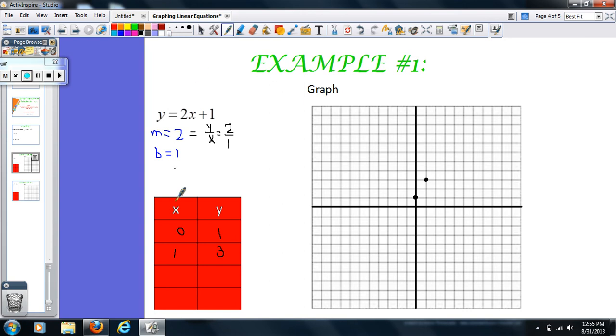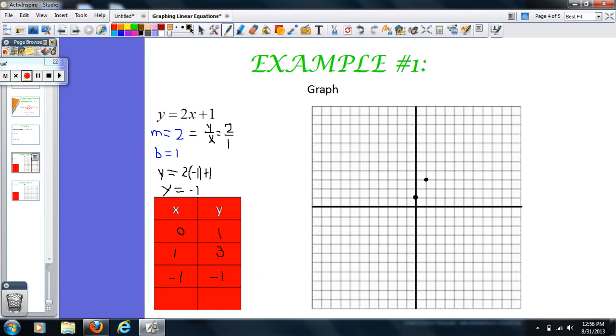Not doing this using the slope. So I'm just going to pick the number -1, and I'm going to plug -1 in for x. So I get y equals 2 times negative 1 plus 1. And if I simplify this, that's going to give me y equals 2 times negative 1 is negative 2 plus 1 is negative 1.